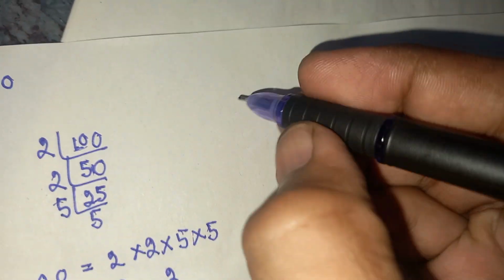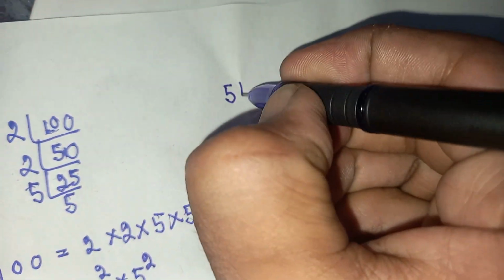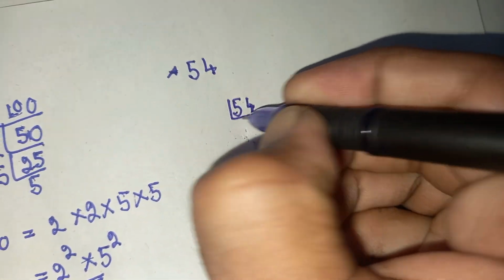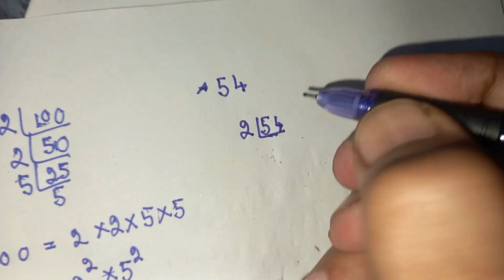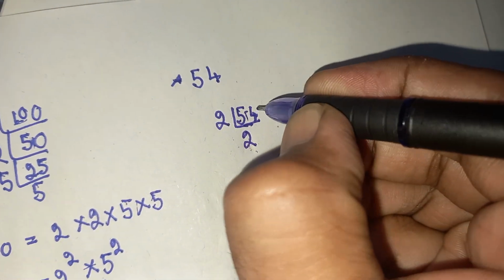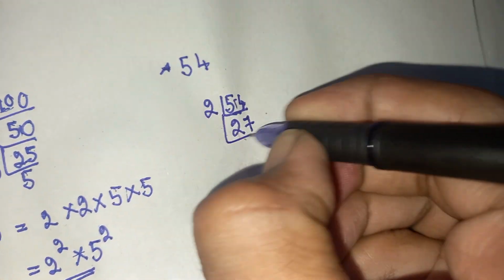And let's take one more number. Here let's factorize 54. You can factorize 54 like this. 54 is also an even number, so write it as 2 times 27. Dividing: 2 times 2 is 4, 1 remains, then it becomes 14. 2 times 7 is 14.